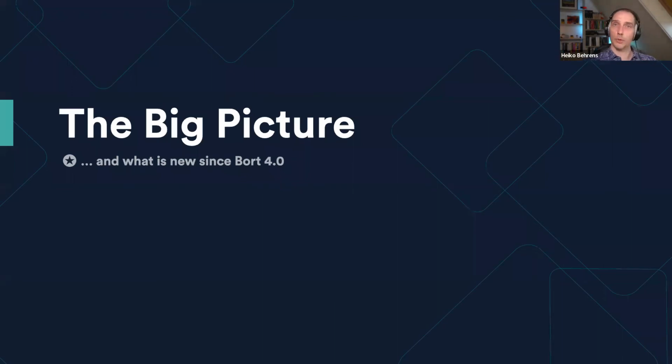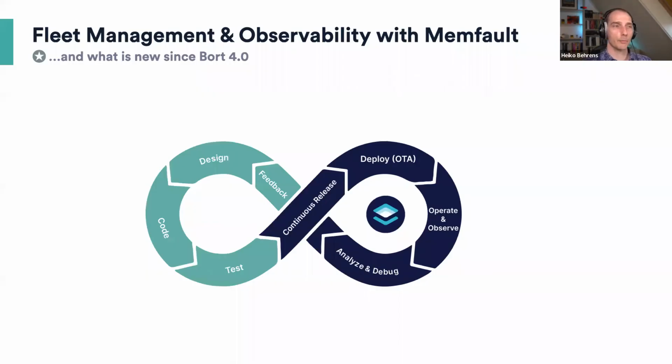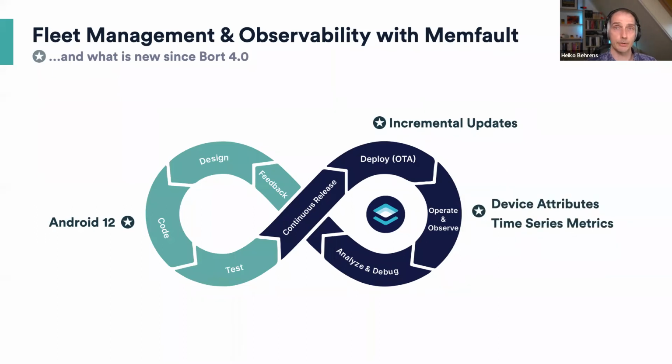So those were the additions introduced through Bort 4.0. And I would like to scale back to the big picture. We saw that DevOps cycle, where on the right-hand side, there's fleet operations, left-hand side, there's development. And I want to locate the different changes introduced through Bort 4.0. Like first and foremost, yay, there's now Android 12. We have incremental updates that's relevant for the deployment piece of your operations. There's device attributes and time series metrics to better operate and observe.